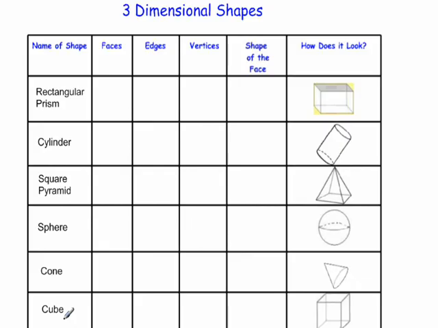So let's look at these shapes and choose a few to identify their characteristics. The rectangular prism has 6 faces. 1, 2, 3, 4, 5, 6. It has 12 edges. 1, 2, 3, 4, 5, 6, 7, 8, 9, 10, 11, 12. It has 8 vertices. 1, 2, 3, 4, 5, 6, 7, 8. And the shape of the face is a rectangle.